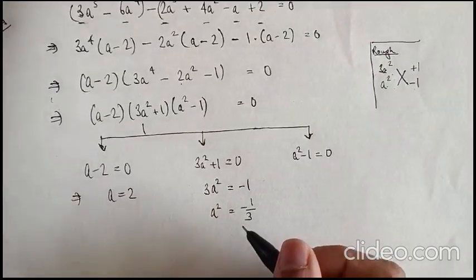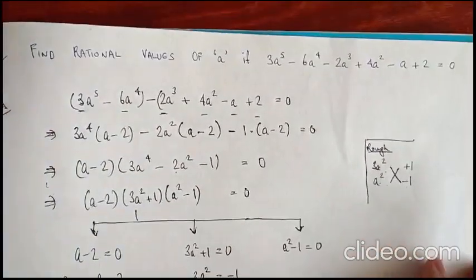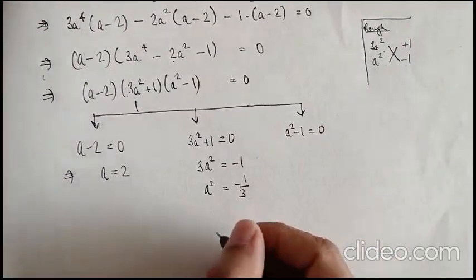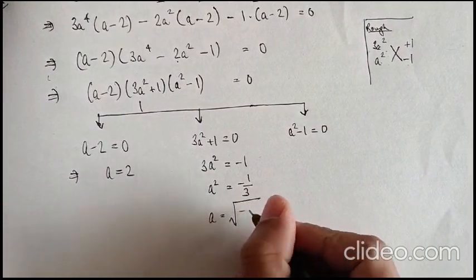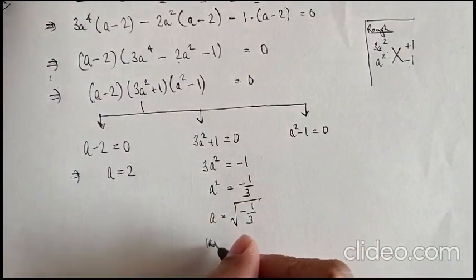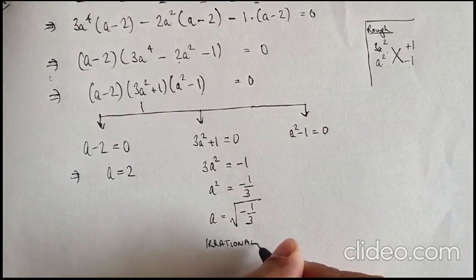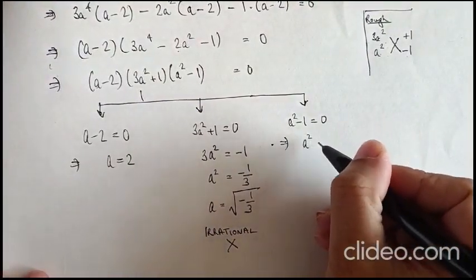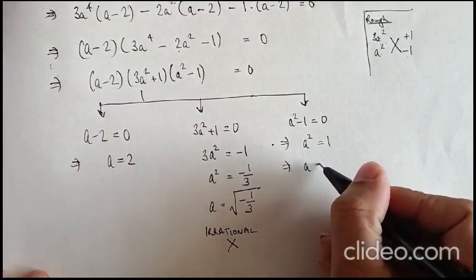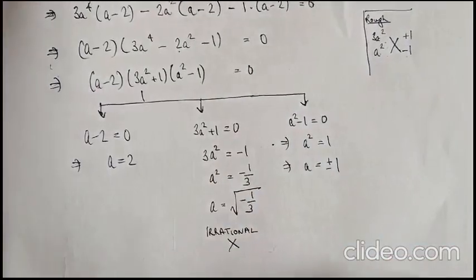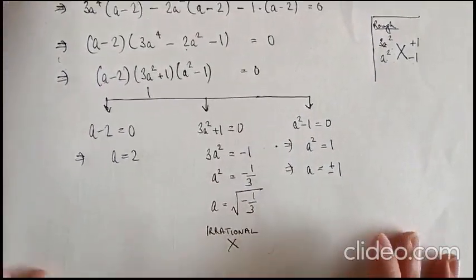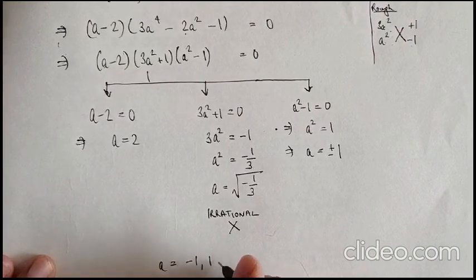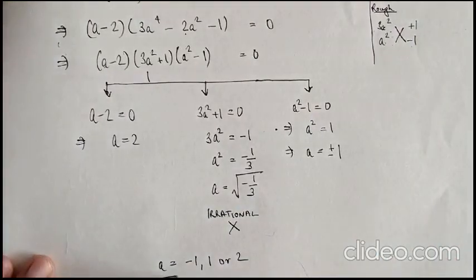Now we cannot take this term because, as we have been asked in the question, we have to find the rational values of a, right? So a here is not rational. Here a becomes square root of minus 1 by 3. This is irrational, so we will not take this solution, right? And here a squared is equal to 1, which gives us a is equal to plus minus 1. So the answers for this question are a is equal to minus 1, 1 or 2, right?